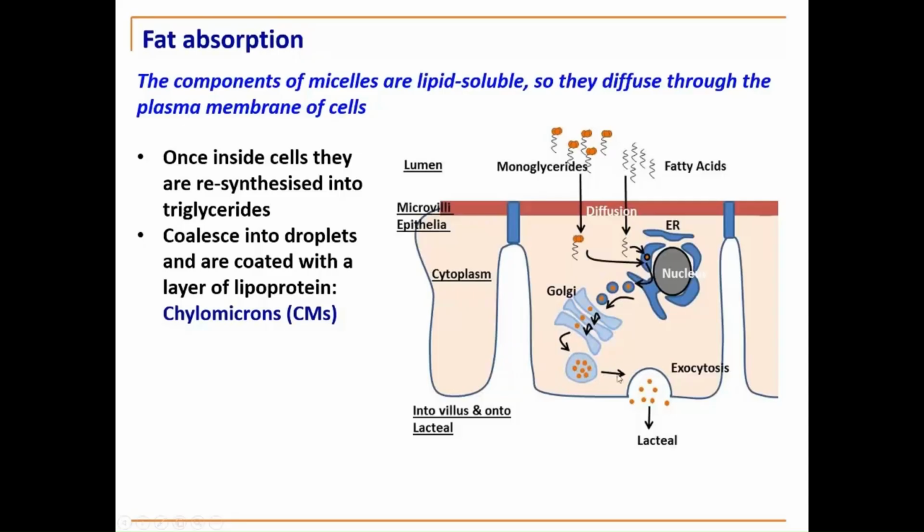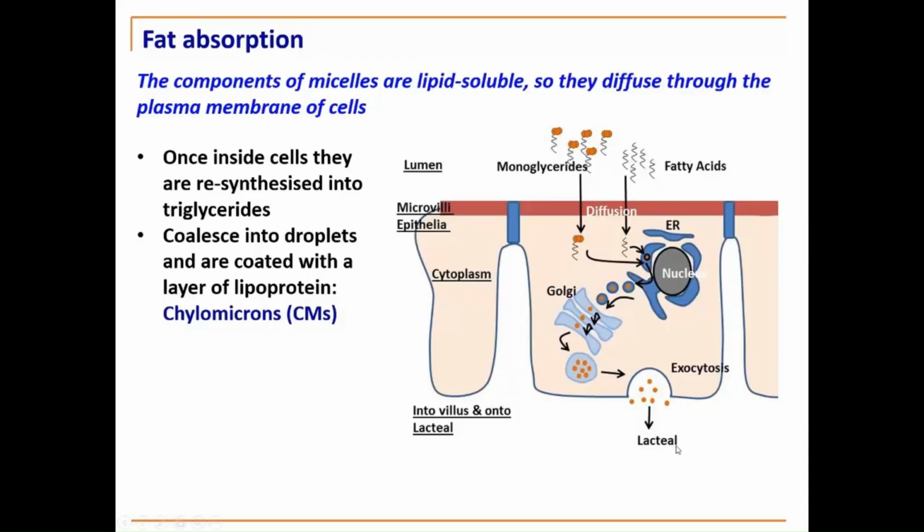So they then pass by a different process. They're not just simple transport like your glucoses and your amino acids. They have to pass through a process called exocytosis. And because they are much larger, they then need to pass into the lymphatics, not the blood. And they enter into the lacteals.